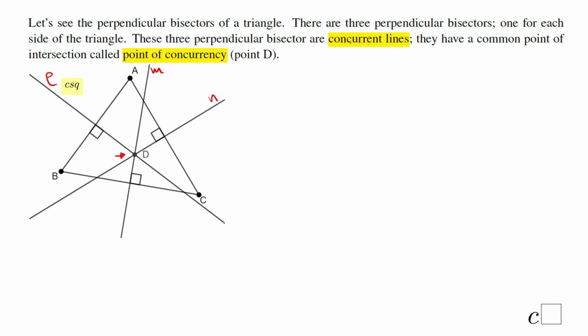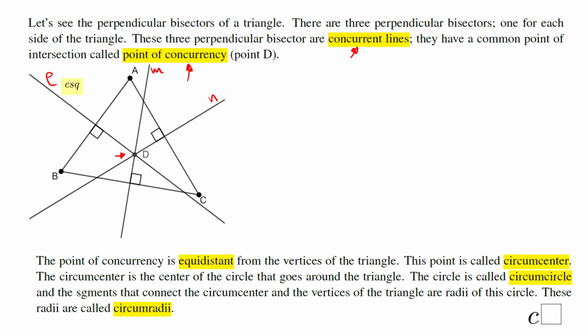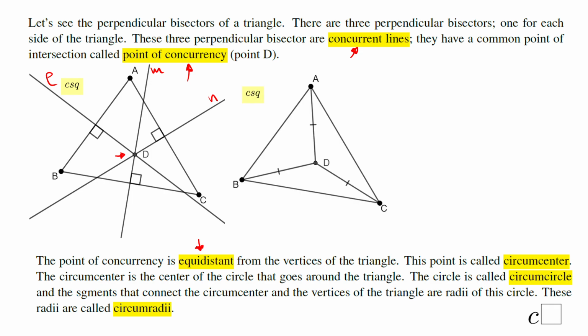We call them concurrent lines. And that point of concurrency is very important. It's equidistant, a very key word in this lesson and not only, from the vertices of the triangle. Look at here what I meant. This point D is equidistant from A, B, and C. This means these 3 segments are congruent. And also, this is called a circumcenter, by the way.